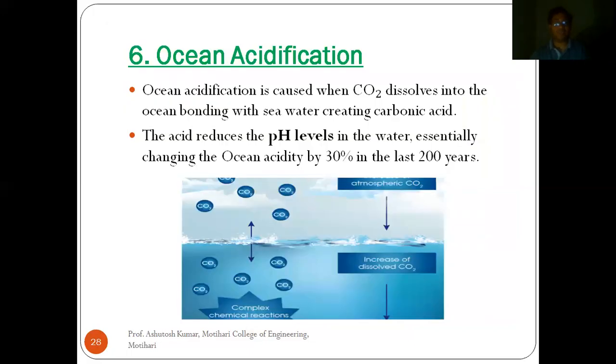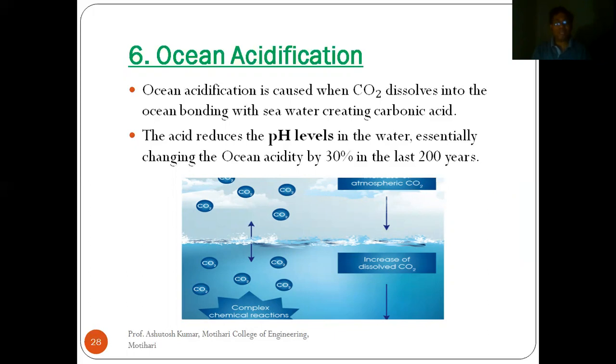Now the sixth one is ocean acidification. Ocean acidification is caused when CO2 dissolves into the ocean, bonding with seawater, creating carbonic acid. As you all know, the density of water and the density of seawater are different; the density of seawater is more than the density of water. So CO2 dissolves into the ocean and creates carbonic acid, and that is the cause of ocean acidification.